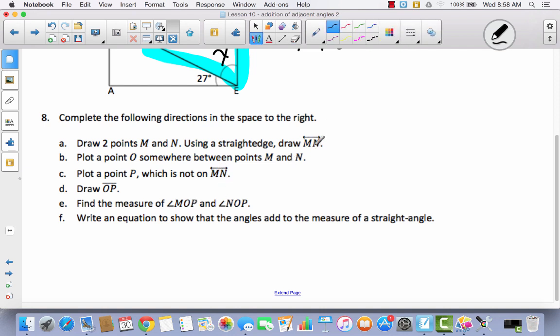Draw. And this little symbol right here tells me that I'm going to draw a line. I don't have to use a straight edge, but you do. So I'm going to draw 2 points, M and N, to create a line, okay? So now I'm going to put my 2 points on here. We'll make this M, and then we'll make this N. Plot a point O somewhere between points M and N. So let's put O right here in the middle. Plot a point P, which is not on M and N. So let's put P over here.